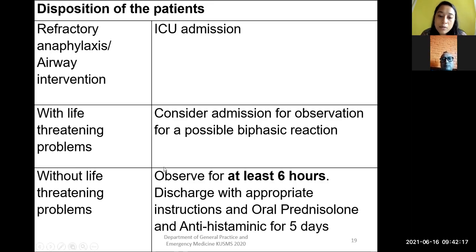And if we have planned to discharge from the ER, give appropriate instruction on what allergen to avoid in future, what to do if something happens in future, when to return to ER, and you should discharge the patient on oral prednisone for a few days, 5 to 6 days, and antihistamine.